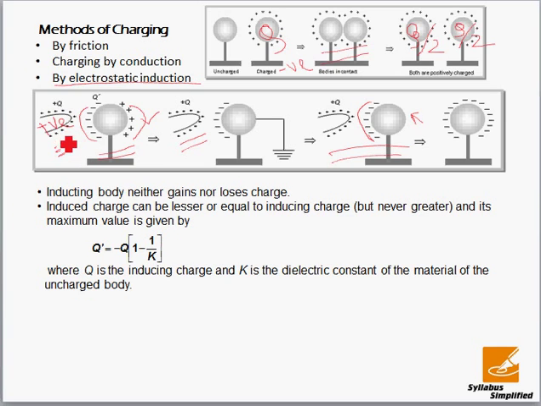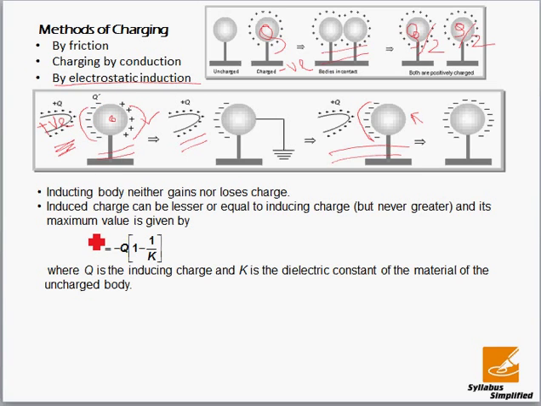The inducing body, that is this rod, neither gains nor loses any charge. Which body gains or loses its charge? The body which is being induced. The induced charge in this body can be lesser or equal to the charge of the rod or the inducing body, but it can never be greater than the charge in the inducing body. The charge in this body can never be greater than the charge in the rod.